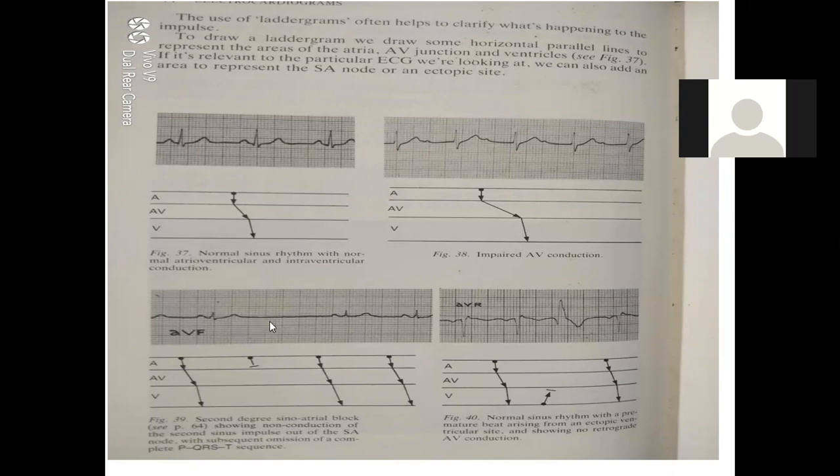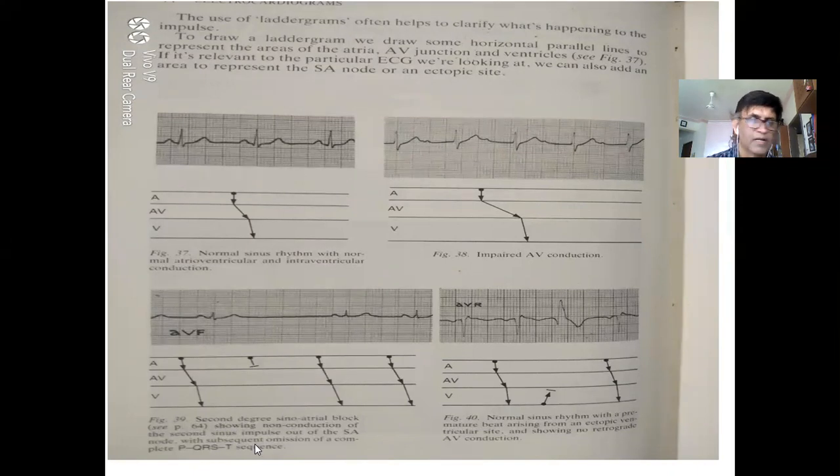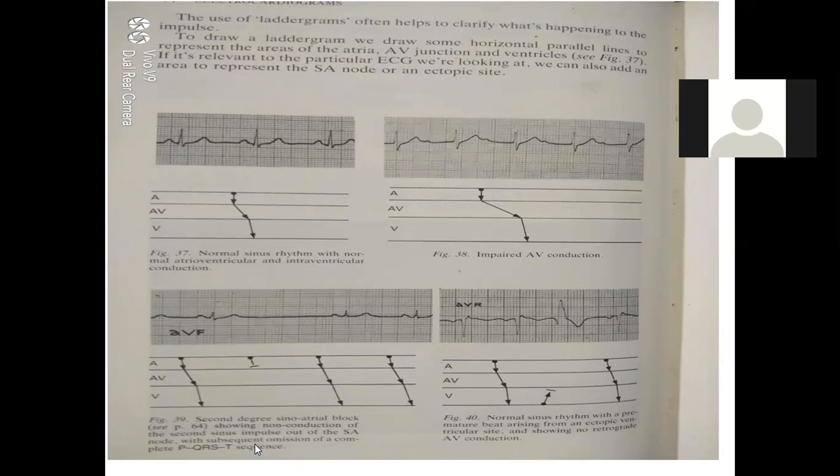So in this ECG, the SA node originated the impulse, but there is some problem in the atrium or the AV junction. So there is a junctional block. What is written here? Can anyone read? Figure 39: this is second degree sinusoidal block showing non-conduction of the second sinus impulse out of the SA node, with subsequent omission of the complete PQRST sequence. Is it clear now?